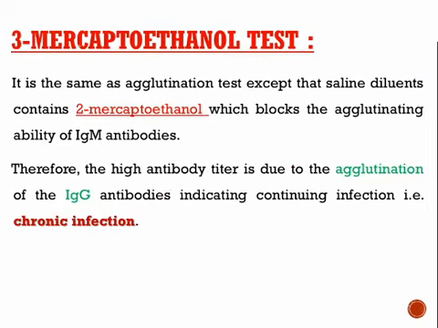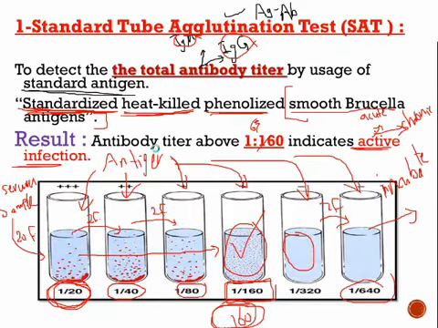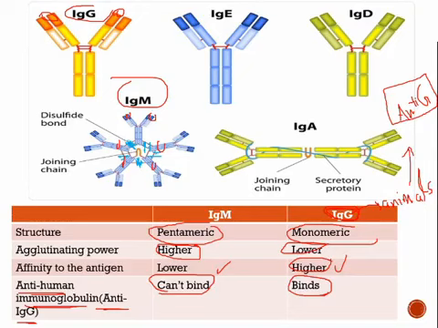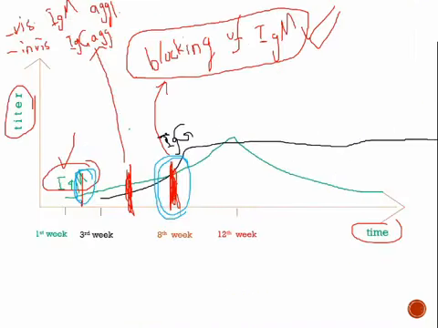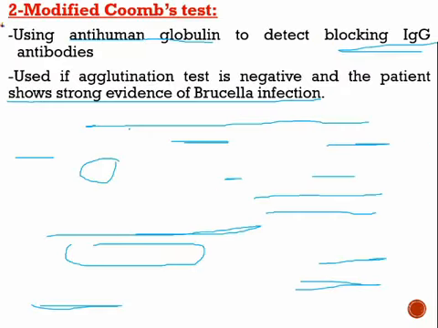The third test is the mercaptoethanol test. In this test, it's just the same as a standard tube agglutination test, with one difference: we add something called 2-mercaptoethanol. This reagent destroys IgM antibodies. It breaks down the disulfide bond holding the units of IgM antibody together. So basically it destroys the IgM antibodies.